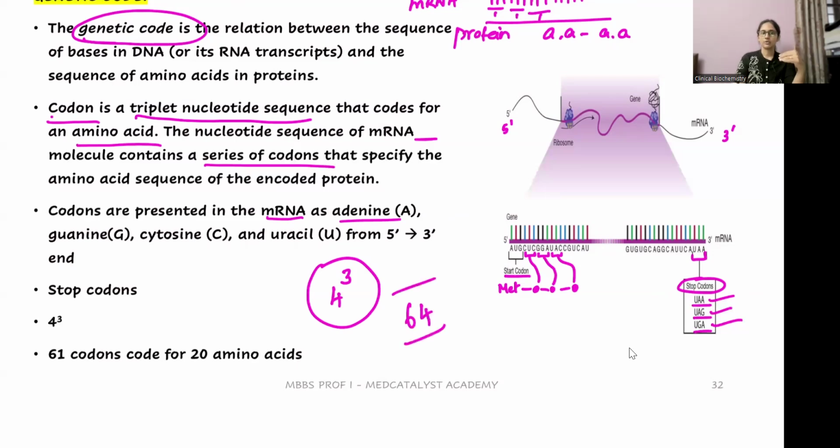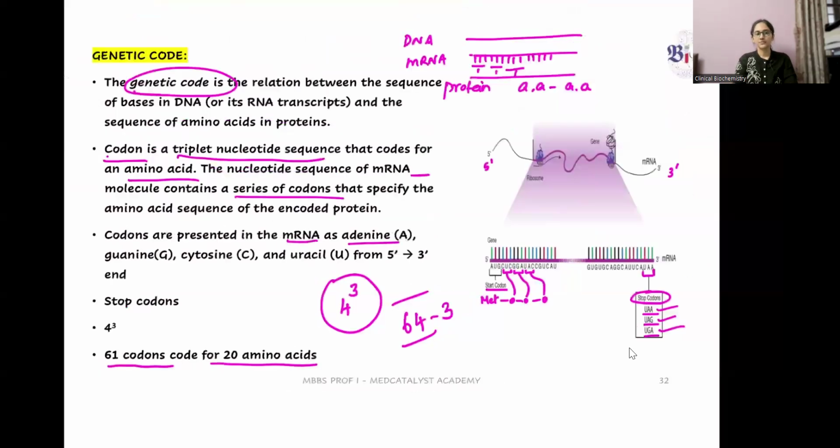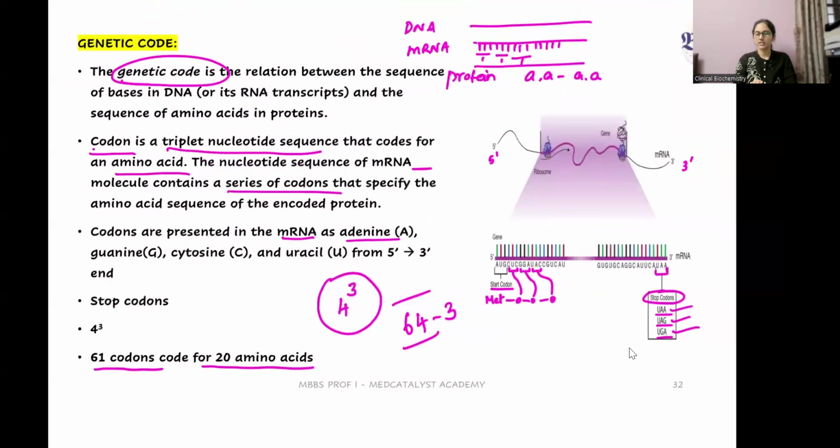Out of the 64 codons, 3 codons are stop codons. So you will subtract it. So you will have 61 codons that code for the 20 amino acids that you have. So this is the basics of your genetic code. So 61 codons are there for coding 20 amino acids.